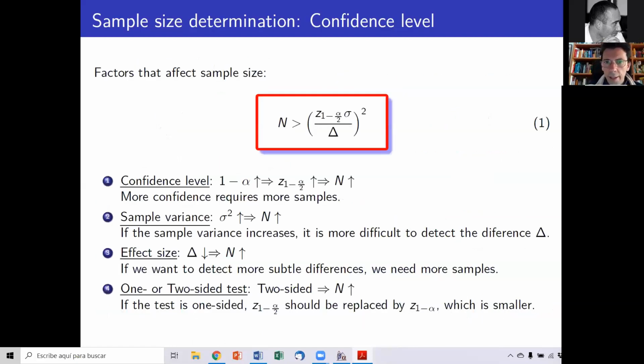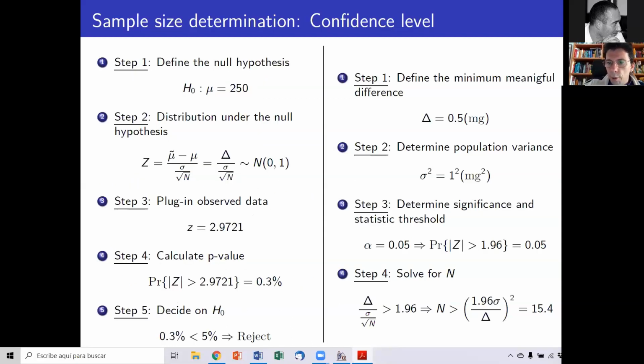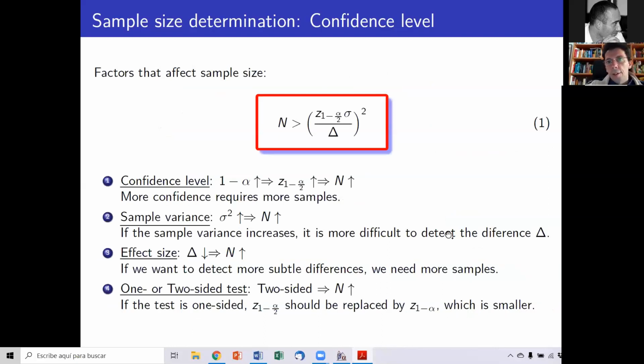So let's analyze the formula again. The number of samples is related to the confidence. This 1.96 came from the 5% confidence. It also depends on the variability of your observations, that is sigma, and what you want to detect, that is delta. So here we have the formula, and let's see if it goes in the right directions.